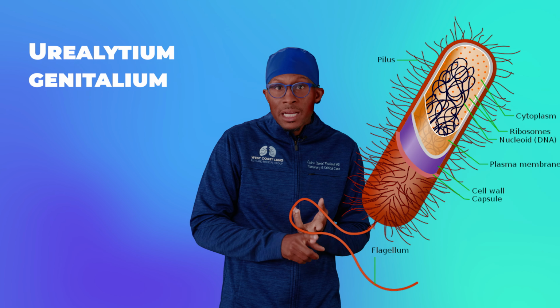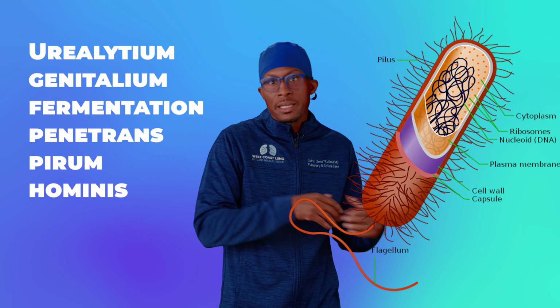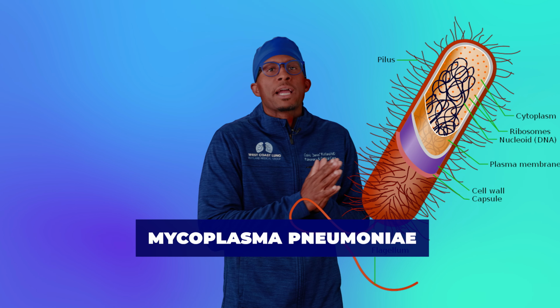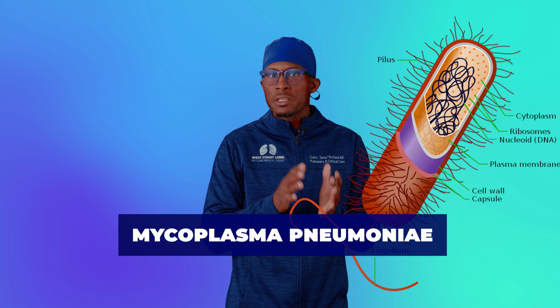Mycoplasma is the smallest prokaryotic microbe in nature. There are actually 7 species of Mycoplasma that are pathogenic to humans. There's Urealyticum, Genitalium, Fermentans, Penetrans, Pirum, Hominis, and Pneumoniae. We're going to focus on Mycoplasma pneumoniae. This is the one that causes pathogenesis in humans in multiple ways.